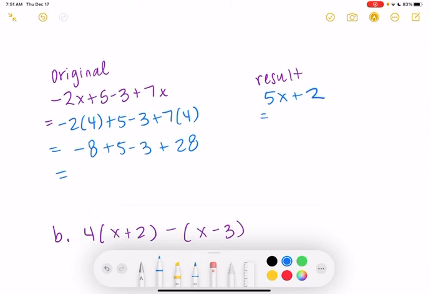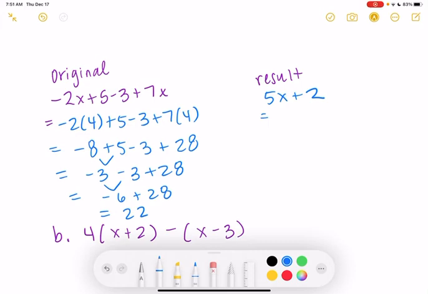So we have a negative 8 plus 5 would be a negative 3. Bring down that minus 3 plus 28. Negative 3 minus 3, we would have a negative 6 plus 28. And then finally, negative 6 plus 28 is 22.